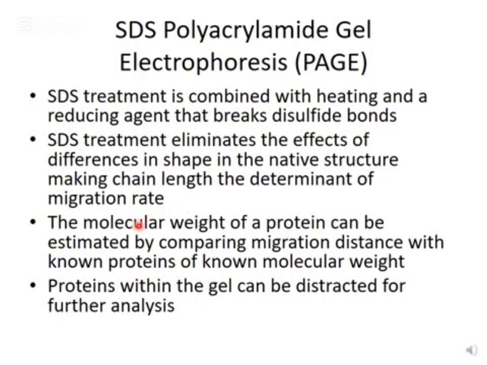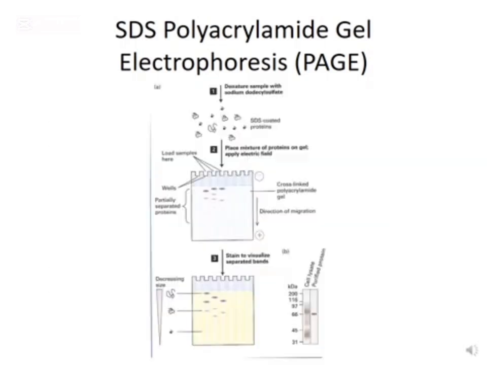The molecular weight of the protein in SDS-PAGE can be estimated by comparing its migration distance with a protein of known molecular weight, which is called a protein ladder. And afterwards, proteins that run in a gel that we can estimate their mass with can be extracted from the gel and used for further analysis.